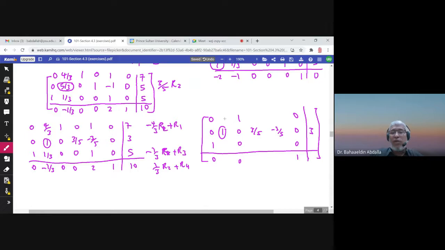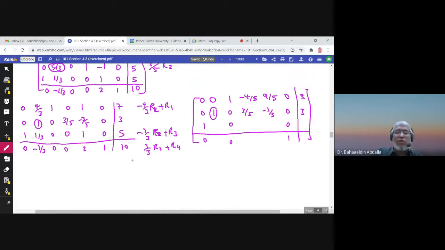Negative 4 over 3 plus 4 over 3 is 0. Negative 4 over 3 times 3 over 5 is negative 4 over 5 plus 0. So it's negative 4 over 5. Now negative 4 over 3 times negative 3 over 5 is positive 4 over 5 plus 5 over 5. So that's 9 over 5. Negative 4 over 3 times 3 is negative 4 plus 7, that's 3.